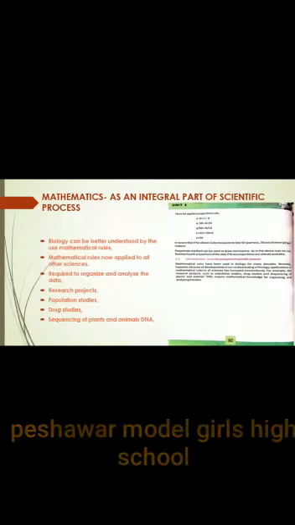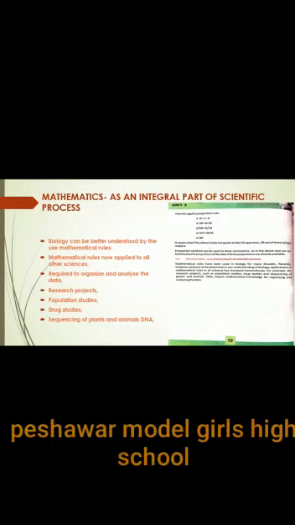As you have studied, mathematics has a great role to play during data organization and analysis. Mathematics helps not only biologists but all the experts from other sciences to carry out research projects and to draw conclusions by applying different mathematical rules according to their problem. It also helps in population study, drug study, or sequencing of plants and animals' DNA.